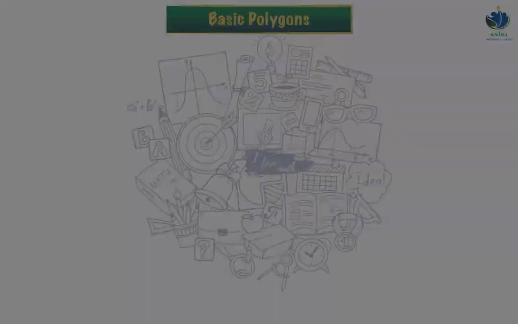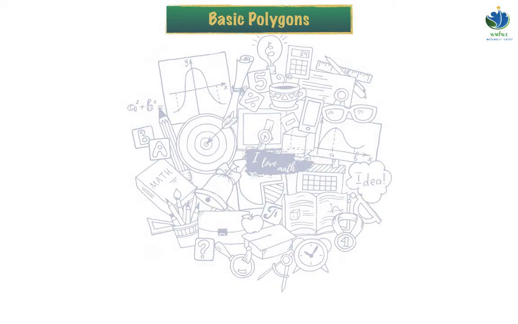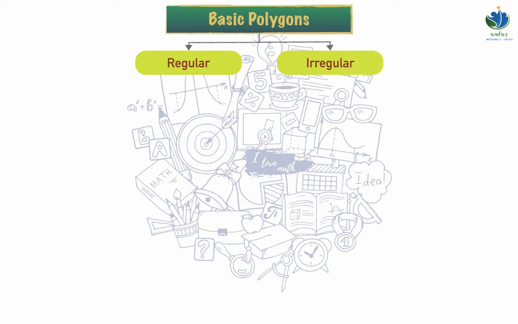Okay, next. Polygons are divided into 2 types, which are regular polygons and irregular polygons. But in this video, I don't want to discuss regular and irregular polygons in detail. The only thing you should know here is that in a regular polygon, all of the sides have the same length, whereas in an irregular polygon, not all of the sides have the same length.